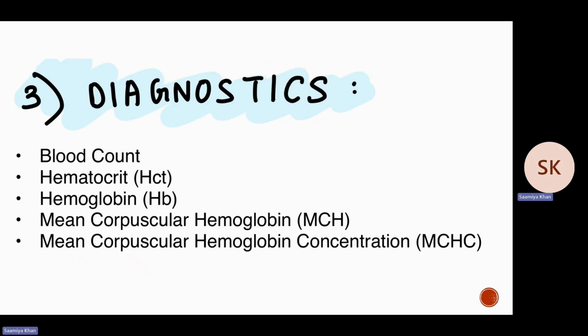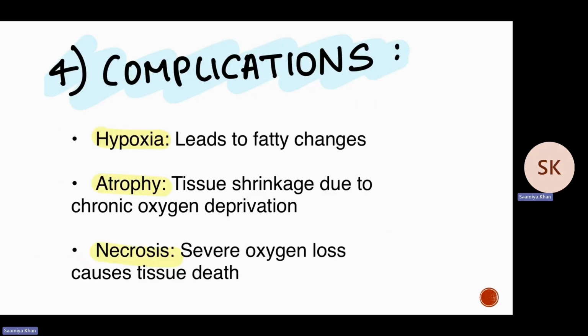Some diagnostics include blood count to check the overall levels, hematocrit, hemoglobin, and red blood cell indices such as mean corpuscular hemoglobin and mean corpuscular hemoglobin concentration. This can help us check whether the patient has anemia or not. After the diagnostics, complications. Anemia can eventually lead to hypoxia, low oxygen levels in the tissues, and can lead to injury, and that can lead to atrophy, necrosis, and fatty change.